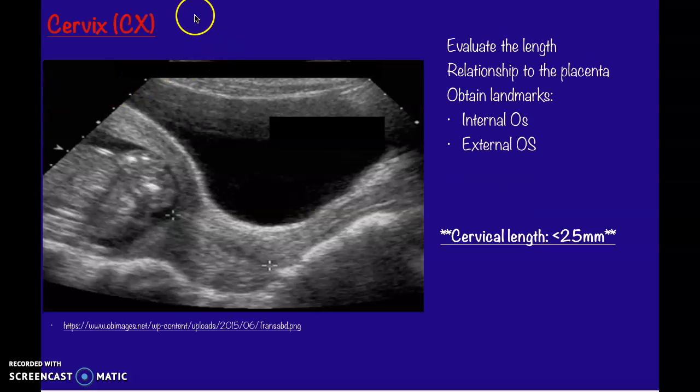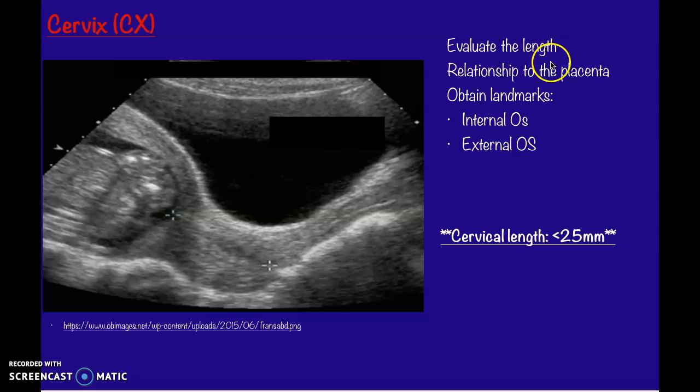For our first image, we'll take one of the cervix, which you can label CX. It's going to be a sagittal image with and without measurement. This image is the one with measurement. For these images, you can use the same one without and then measure with.